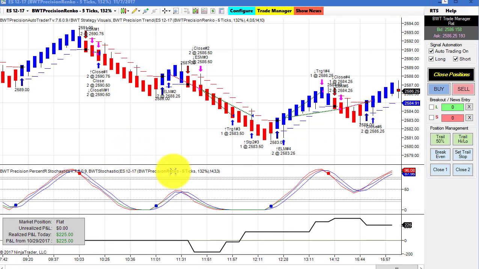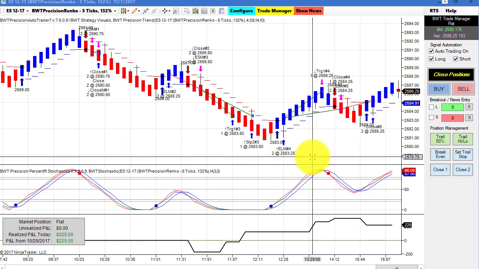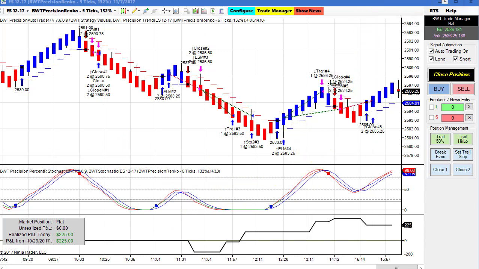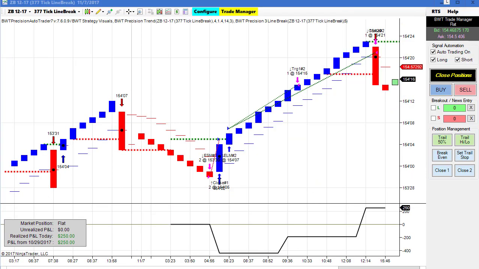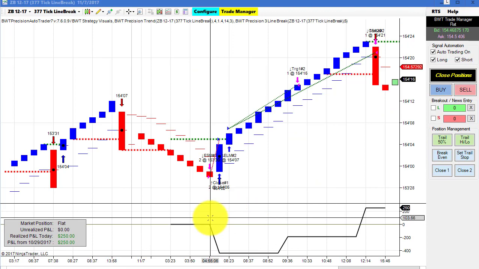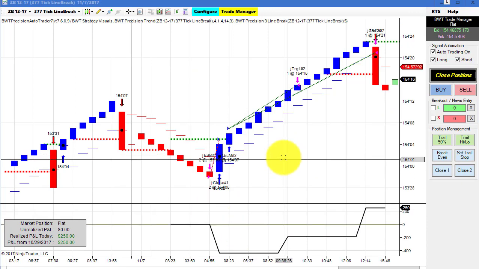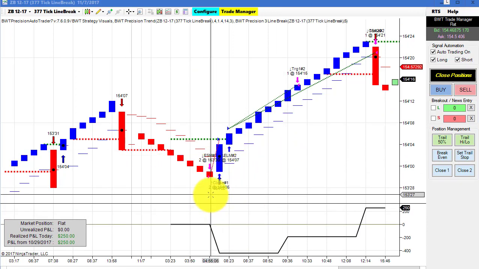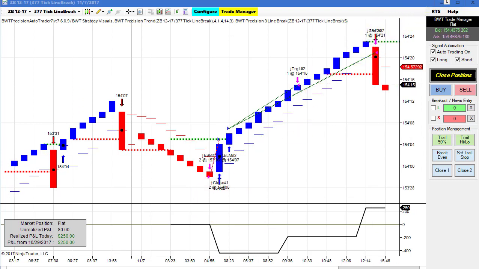The Emini S&P on a Precision Renko chart did 225 for the day, not bad for 2 contracts. The bonds on a 377-tick line break chart did 250 on 2 trades, a loser and then a winner.